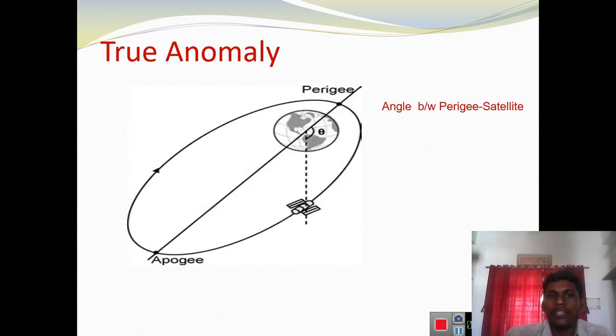And true anomaly. So here now we can take perigee distance. So what is perigee? That is the closest distance between satellite to Earth center. Now the satellite is available in perigee exactly. Now we just measure the angle. So between where to where? Between perigee to that is satellite. Okay.